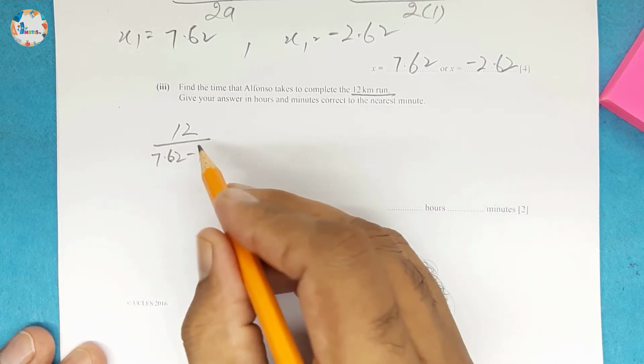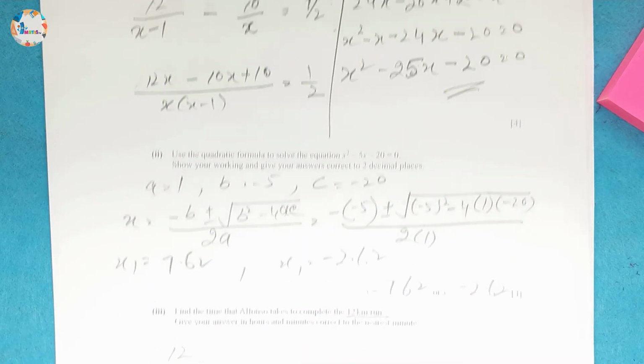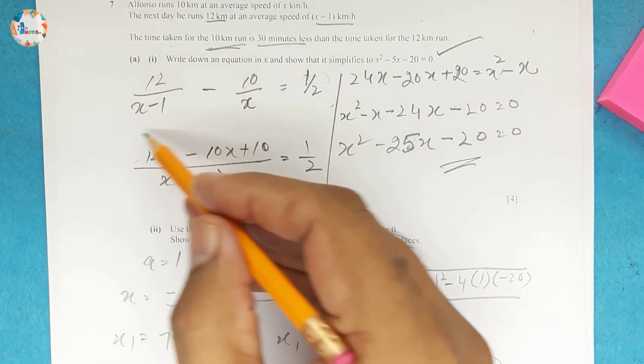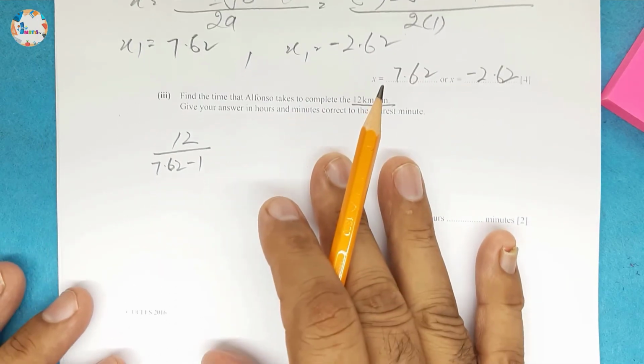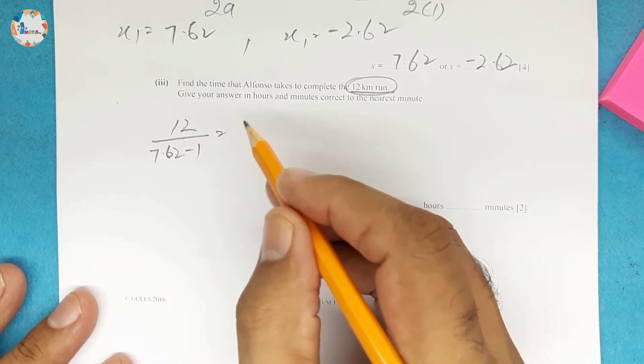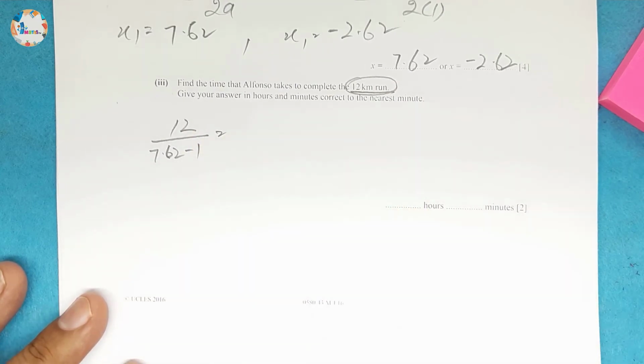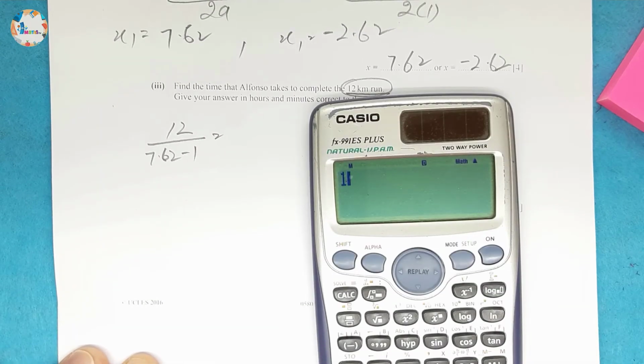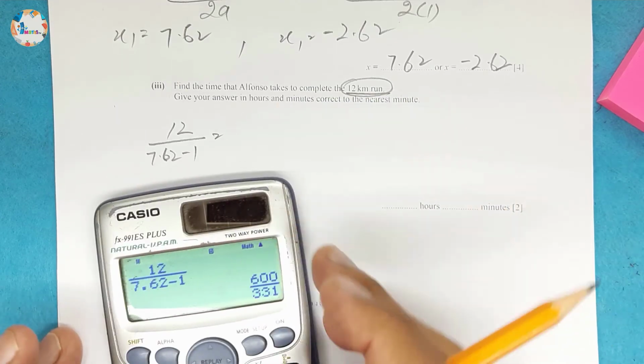7.62 minus 1. We are replacing this value in this one because this is the fraction for Alfonso's 12-kilometer run. So this will be equal to, we can simplify this. We'll use the calculator for this one. 12 divided by 7.62 minus 1 is equal to 600 over 331.